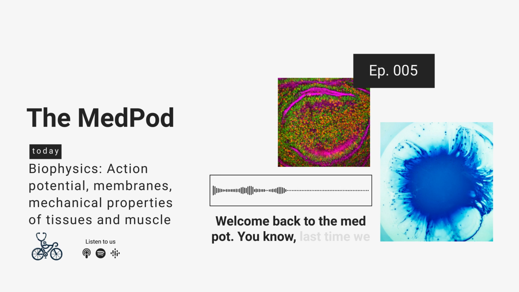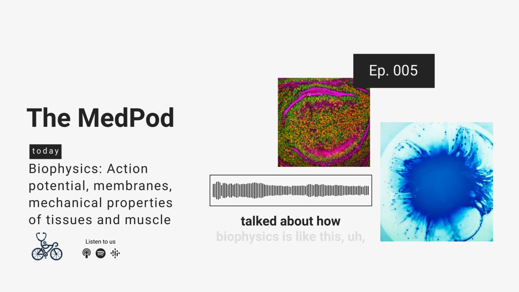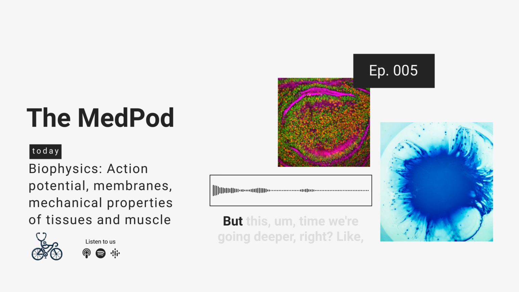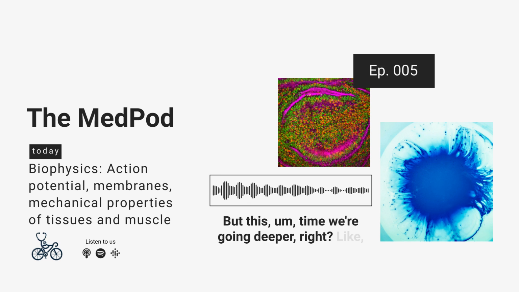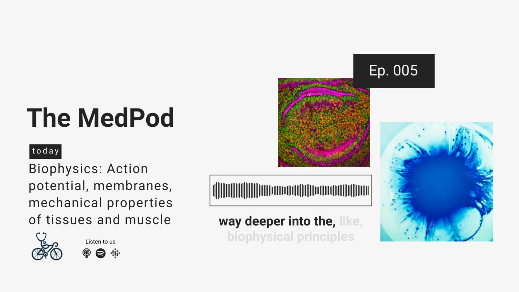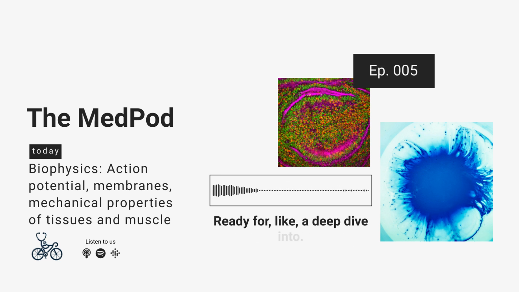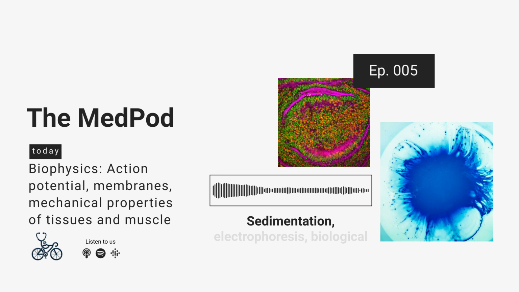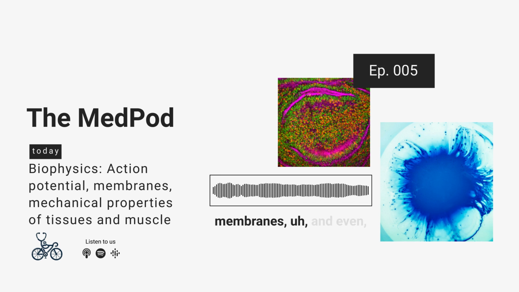You know, last time we talked about how biophysics is like this amazing tool in medicine, but this time we're going deeper, like way deeper into the biophysical principles behind some of the most fundamental processes that are happening in your body every second. It's amazing. Ready for a deep dive into sedimentation, electrophoresis, biological membranes, and even how your muscles work?